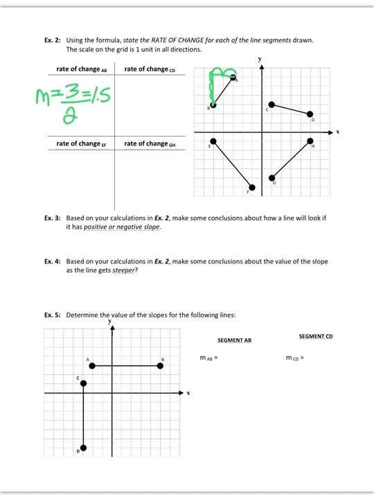So now we're going to look at CD. So I want to get from the point on the left all the way to the point on the right. So I want to rise first, but in order to rise, I have to go in a negative direction. So I'm going to rise -1, and I'm going to run 1, 2, 3, 4. So I have a rate of change, or a slope, of -1/4 or -0.25.